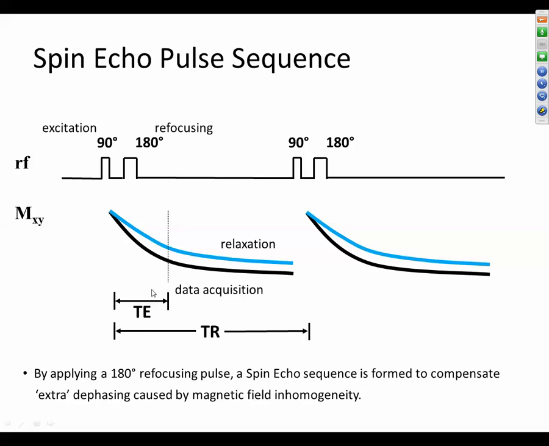Then this is the simple sequence. We can apply a 180-degree refocusing pulse after the excitation. This sequence is called the spin echo sequence. In the spin echo sequence, the purpose of this refocusing pulse is to eliminate the extra dephasing caused by the magnetic field inhomogeneity.